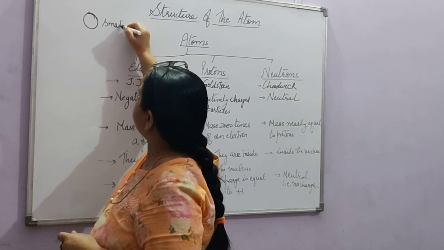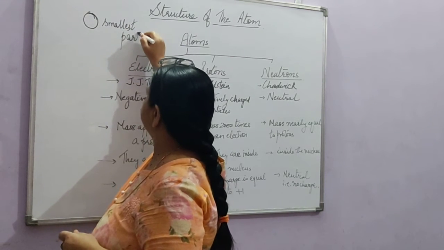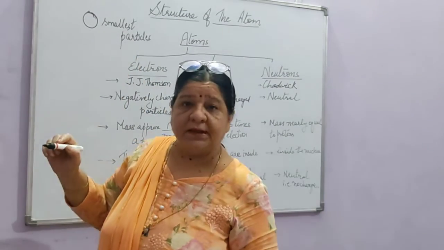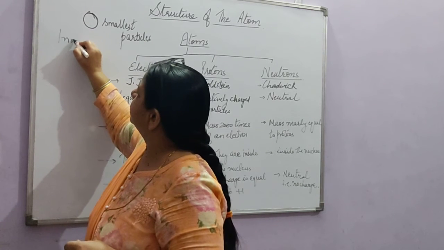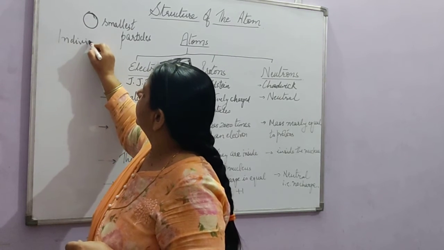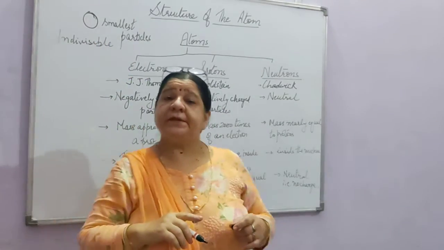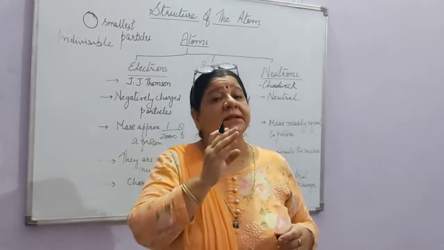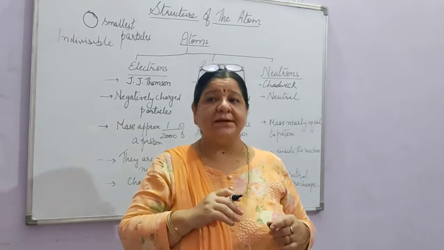We learned they are the smallest particles. Right? Smallest particles. And we also learned this, that they are indivisible. They are so small that they cannot be seen by naked eyes. They are so small that they cannot be divided further. Right? This is what we learned.